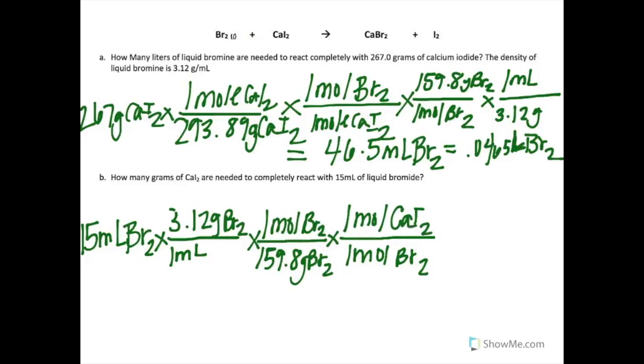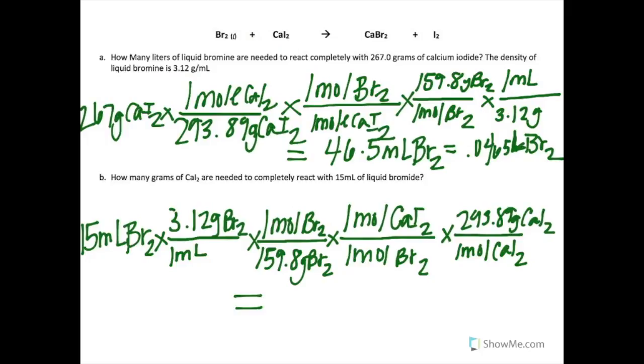Now that we have moles, we want to calculate the grams of calcium iodide. And on the bottom, again, is what we have, which is 1 mole. And on the top is what we want, which is the molecular weight for grams, which we already know from the previous problem to be 293.89 grams of calcium iodide.